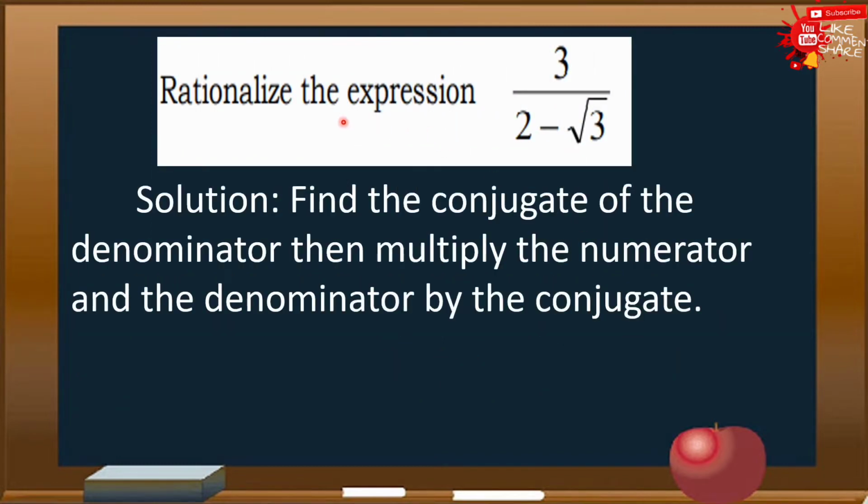So, yung rationalize the expression, 3 over 2 minus square root of 3. Paano natin ito isusolve? Find the conjugate of the denominator, then multiply the numerator and the denominator by the conjugate. Yung mga ganitong example ay makikita natin sa pagsagot sa Learning Task 2B question number 6 to 10. Kaya, huwag kayong bibitaw sa panonood ng aming video.